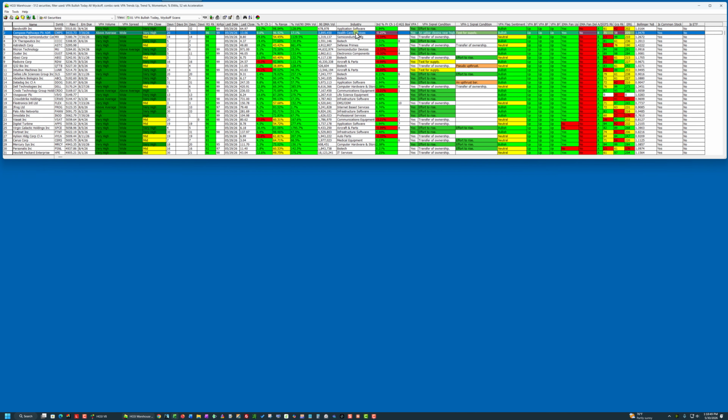It's in the healthcare services, and you can see that all of the VPA fan is up, and all of the other trends are up also. And the sentiment is bullish here. So I've got a lot of VPA information in this scan. Let's just bring up a chart here.